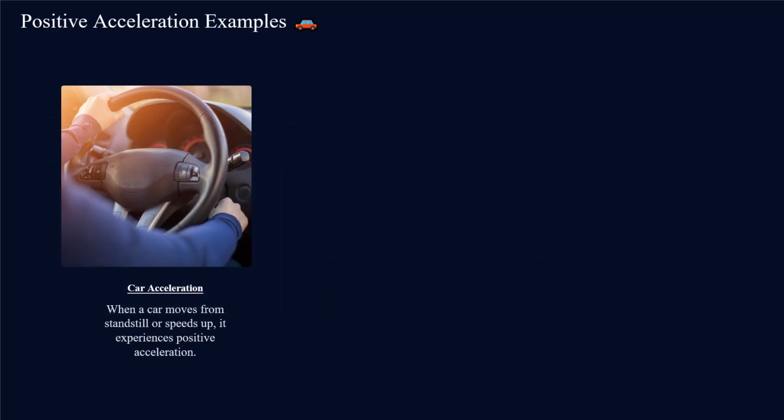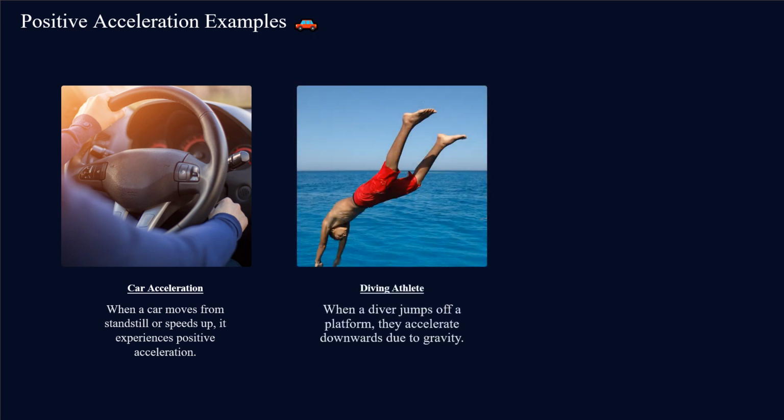The examples of positive acceleration: the first one is car acceleration. When a car moves from standstill or speeds up, it experiences positive acceleration, because the velocity of the object is increasing. The car is gaining speed. The second example is a diving athlete. When a diver jumps off a platform, they accelerate downwards due to gravity.